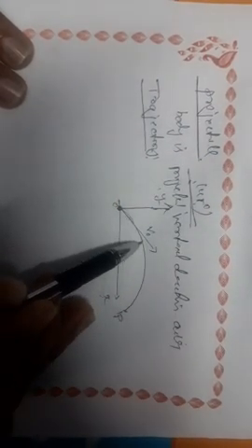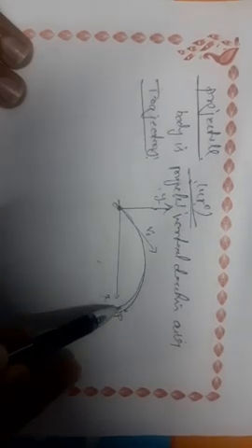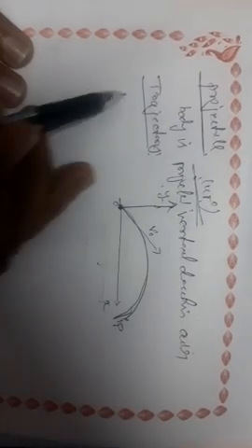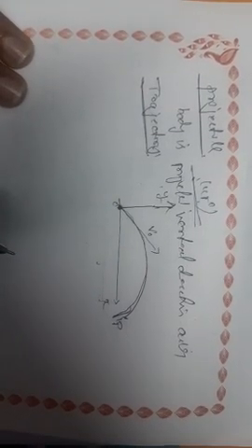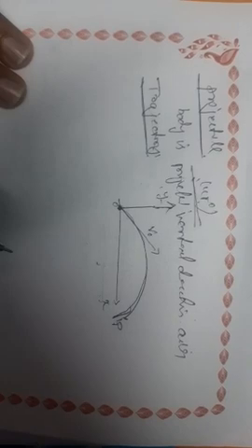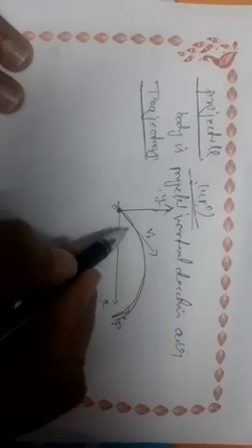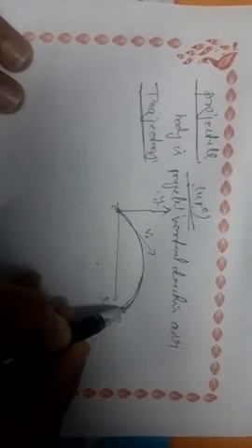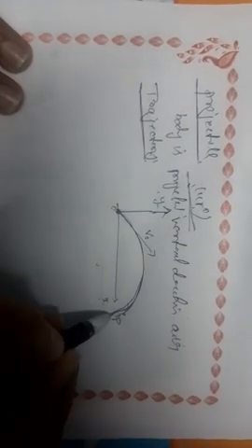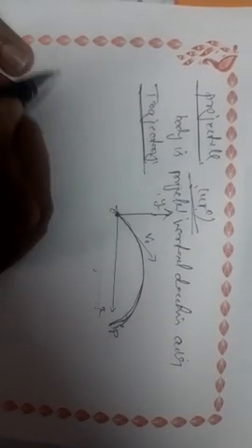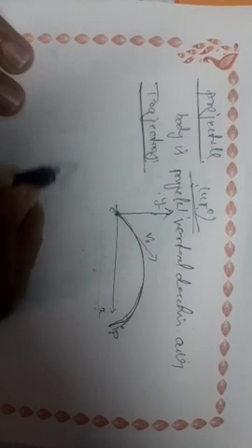What is this path? What is this linear length? That is called the trajectory. The trajectory means the path of a projectile. That means the distance between the initial position and the final position is called the trajectory.